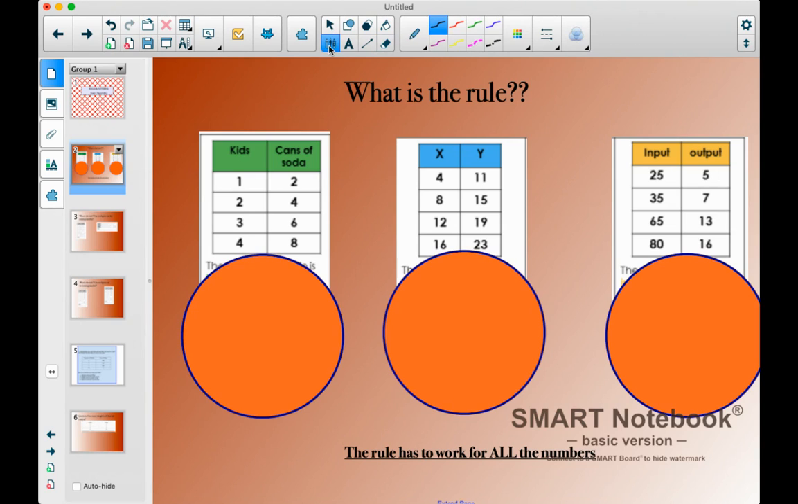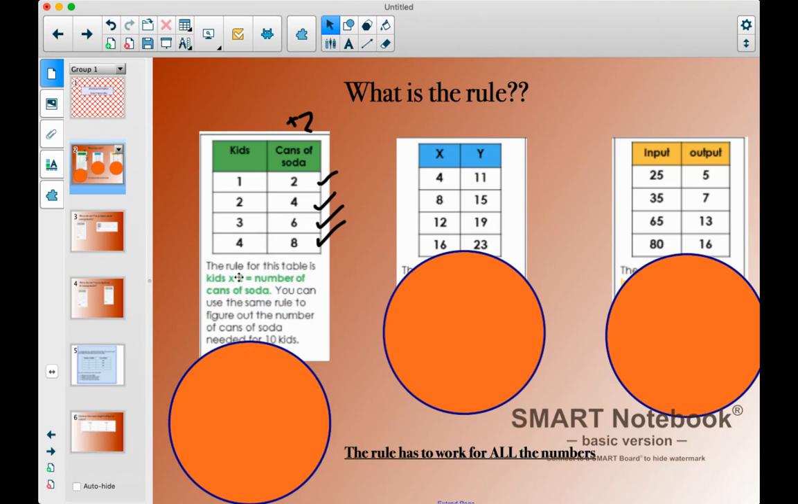So now I need to see, is there another way that I can get from 1 to 2? Well, I could do 1 times 2. So 1 times 2 is 2. 2 times 2 is 4. 3 times 2 is 6. 4 times 2 is 8. So that means for this chart, the rule is times 2. You can use that rule for each number in the input column and you'll get the correct output column.